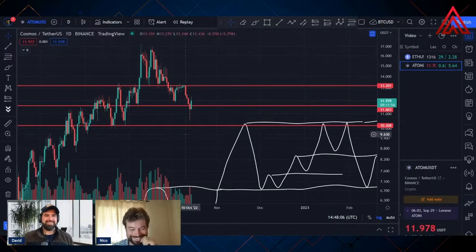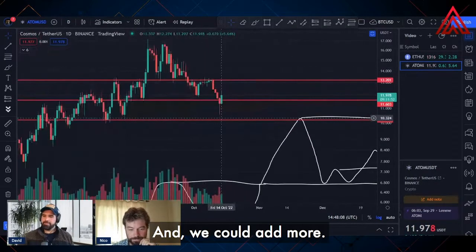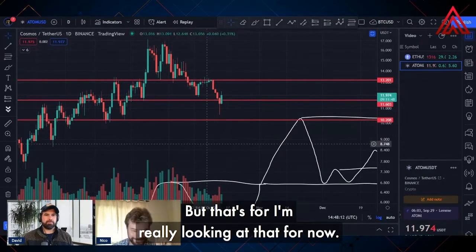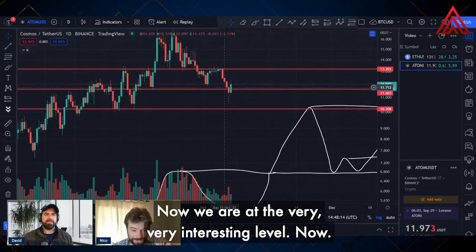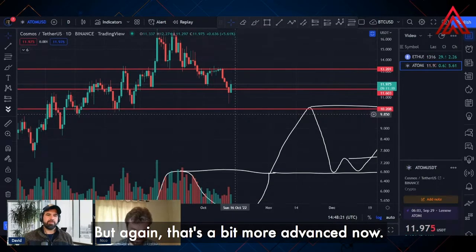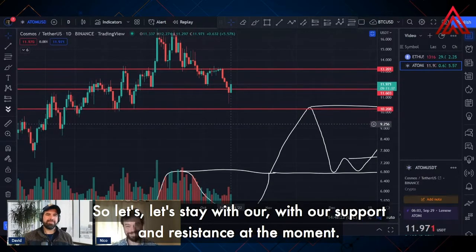We could add more. I'm considering that, but that's what I'm really looking at for now. We are at a very interesting level now. Totally. But that's a bit more advanced, so let's stay with our support and resistance at the moment.